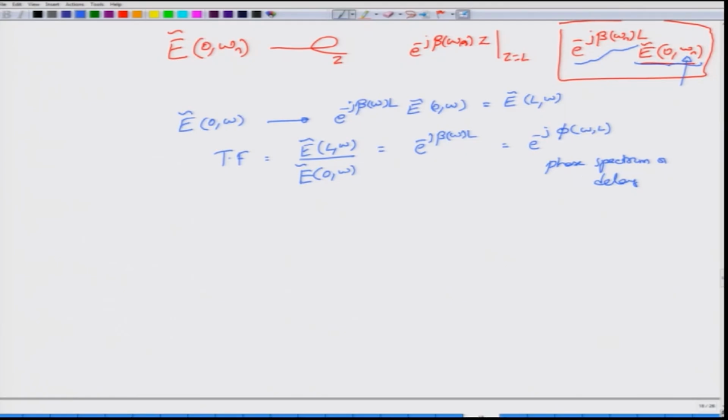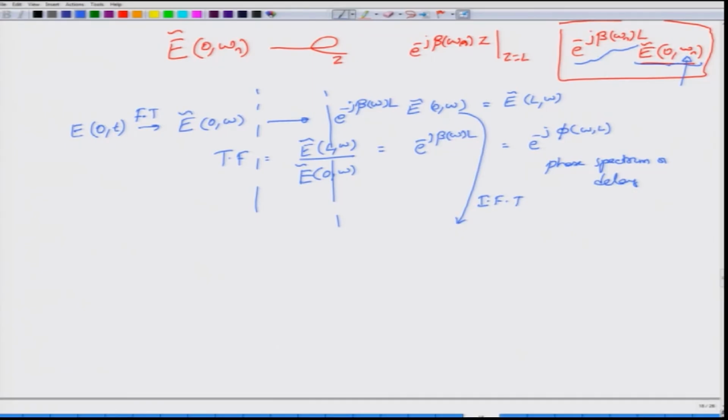So, we will sometimes refer to this as phase delay, but the transfer function is basically e power minus j beta of omega times L, and this is very important because all you have to do is take the spectrum at the input, multiply by the transfer function, and you will get the output in the frequency domain. You then go back to the time domain by taking the inverse Fourier transform. Of course, you would have started in the time domain with E of 0 comma t, and using the Fourier transform you were able to go to E of 0 comma omega, and once that is there at the input side, you can then multiply by the channel to obtain e to the power minus j beta of omega L times E of 0 comma omega, which is the Fourier transform at the output.